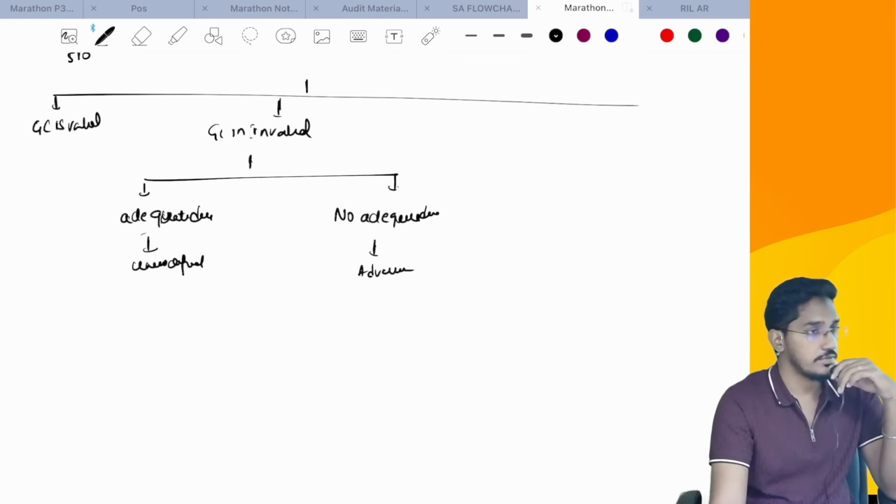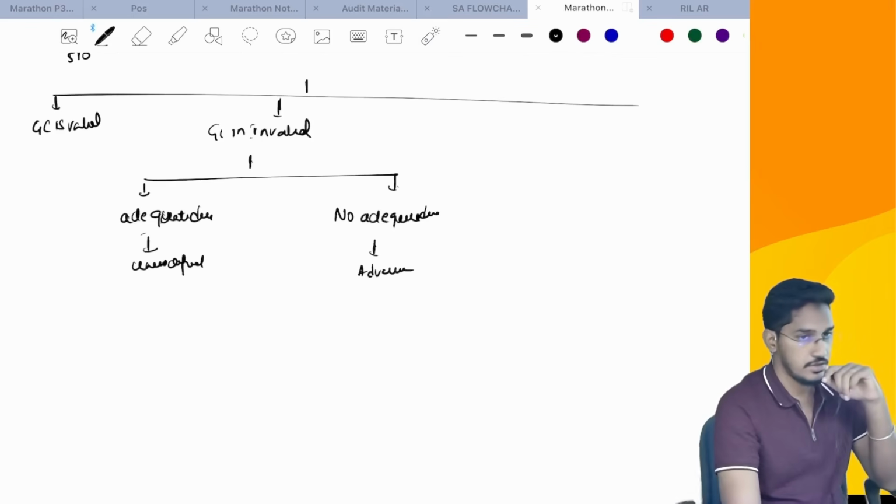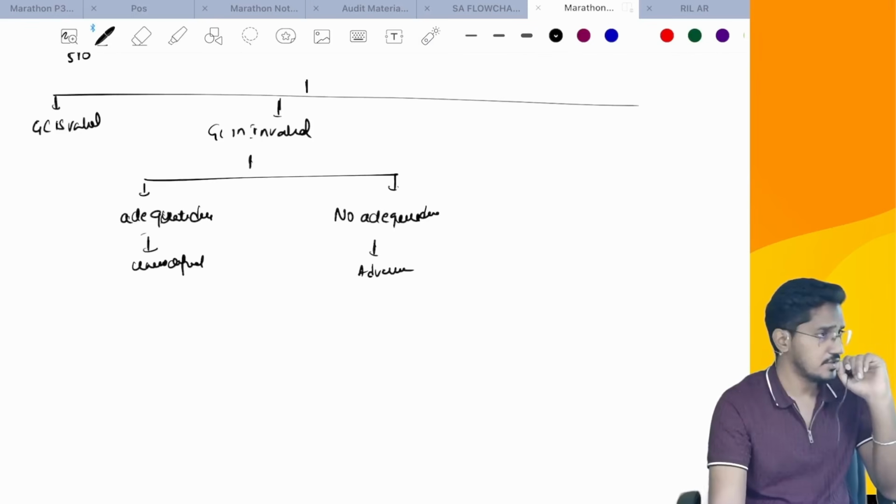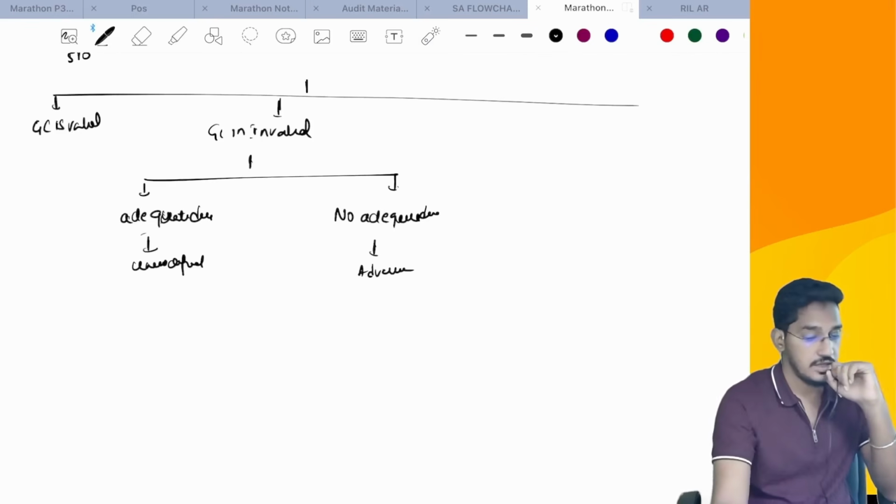Why adverse? As we have told at the beginning, if the management tries to tamper with the going concern assumption, definitely that will lead to a misstatement. That misstatement will not just be material, it will be pervasive also. And you have evidence that going concern is invalid also. So you are supposed to give an adverse opinion. Understood till here? Next. Let us come to one more case.